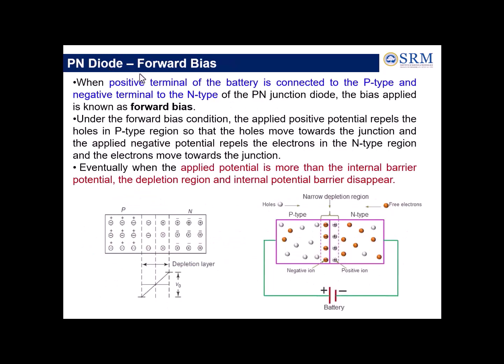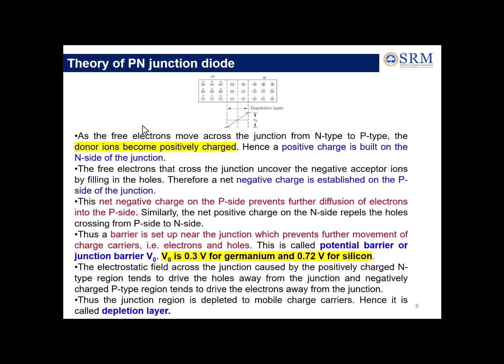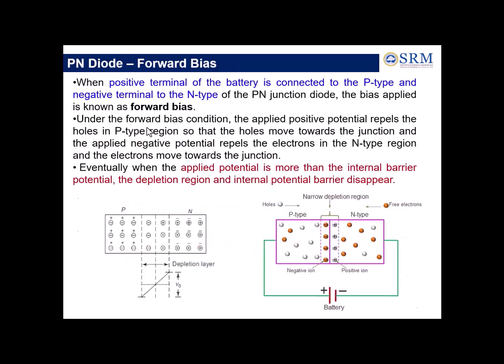Now we saw the construction of the PN junction diode, and what is the operation behind it. Now we are going to see how to make this PN junction work. It can be worked in either forward bias or reverse bias. Forward bias means if you connect a battery to this PN junction, the positive terminal is connected to the P type and the negative terminal is connected to the N type. This bias applied is known as forward bias.